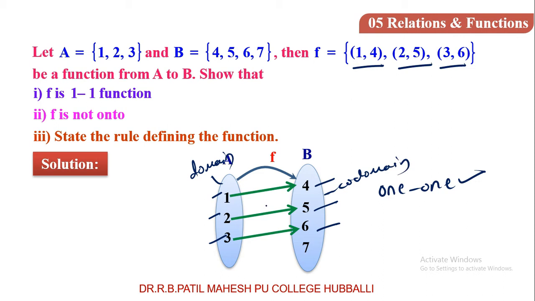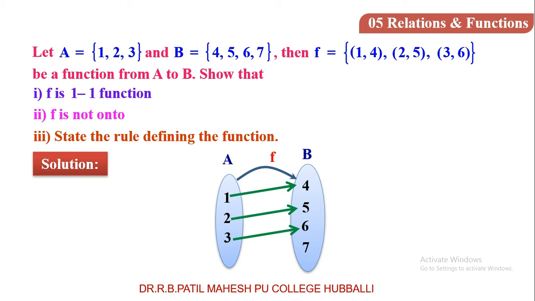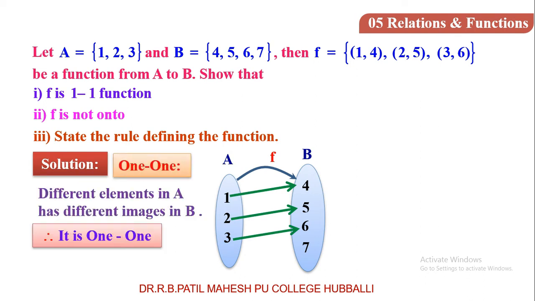Therefore, 1, 2, 3 are different. Their images 4, 5, 6 respectively are also different. Hence, we got different elements have different images. Hence, the function is one-one. You can see that different elements in A have different images in B. Therefore, the function is one-one.